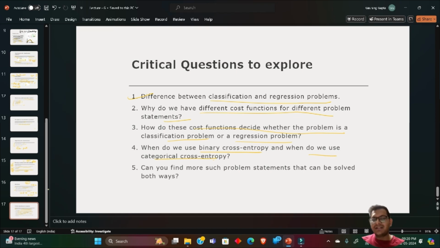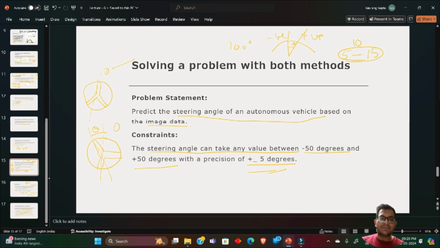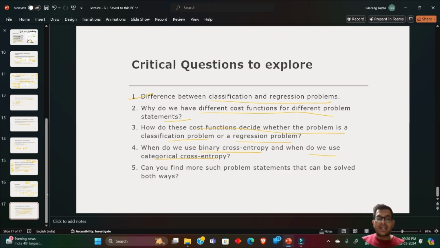And one final task for you is, can you find any such problems which can be solved in both ways? Like this, we have solved this problem by both classification and regression. So it's your task to check whether there are any other problems that can be solved in both regression and classification.